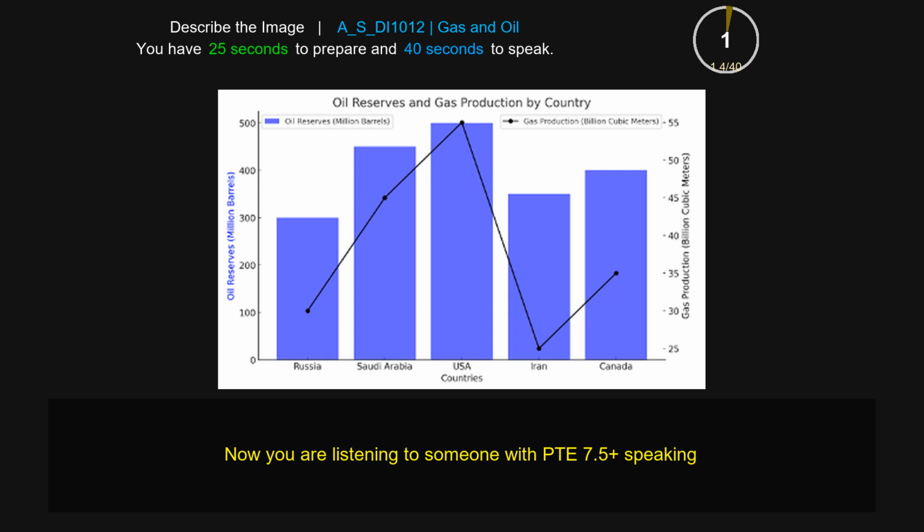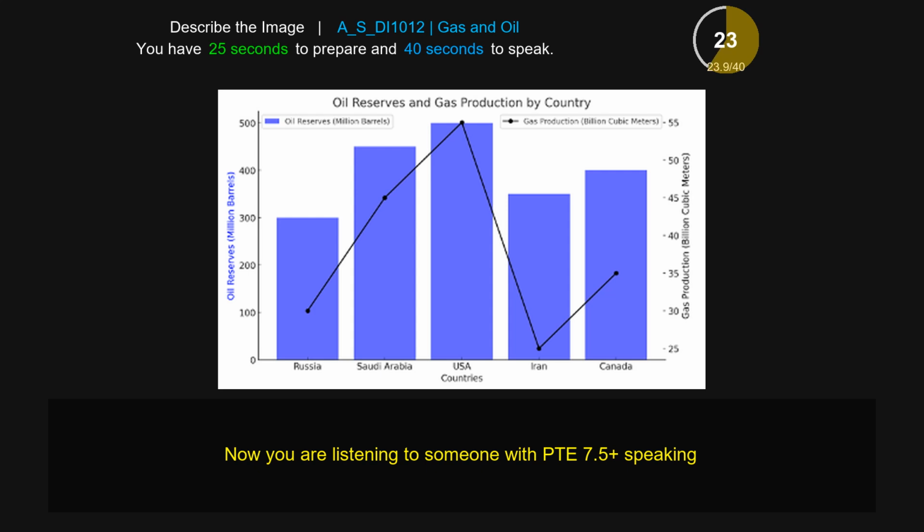The combination of line graph and bar graph represents the facts about oil reserves and gas production by country. The data has been calibrated in the form of numbers. Firstly, the x-axis shows words such as Russia, Saudi Arabia, USA, Iran, Canada, and so on. And the y-axis shows numbers such as 100, 200, 300, 400, 500, and so on.